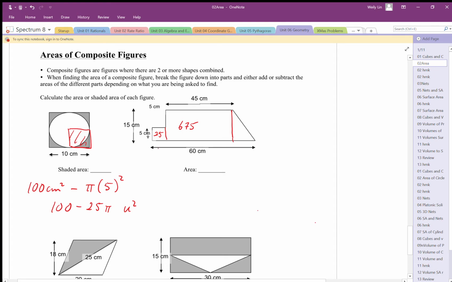This little triangle here is 15 high, but I've got to figure out how wide this is. From here to here is 50, 5 plus 45, so this must be 10. It's got a width of 10 in here. And so this rectangle will be 15 by 10, which is 150, so this piece is going to be half of that. So my total area when I count it all up is going to be 775 centimeters squared.